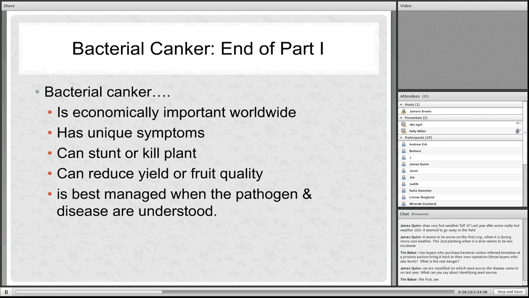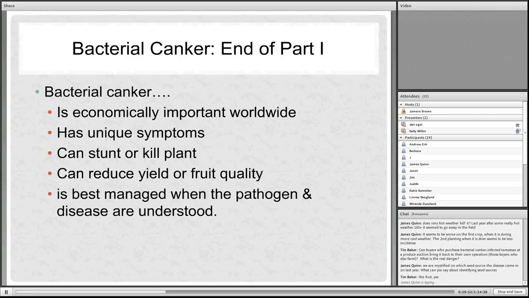And then James Quinn talks about, we are mystified in which seed source the disease came in on last year, and what can you say about identifying seed sources? That's a huge question, James, and I think the best you can do is to make sure that whoever you're buying the seed or transplant from, the seed has been tested and that it's been grown and inspected along the way, and that you inspect it upon delivery. I don't know that there's any one seed source or seed company that has had problems or is immune to this problem.